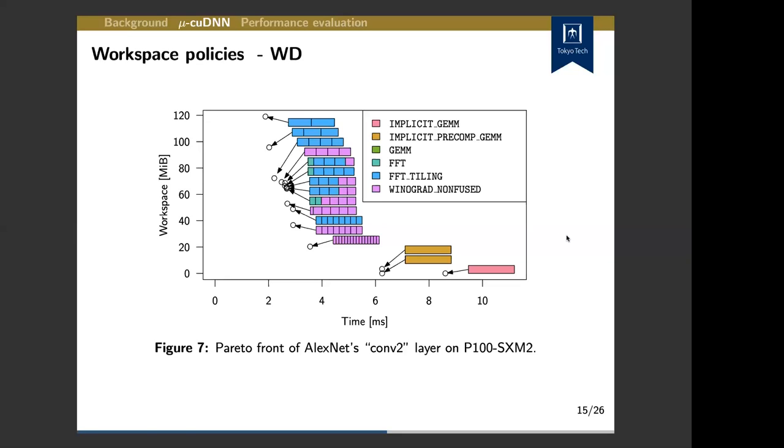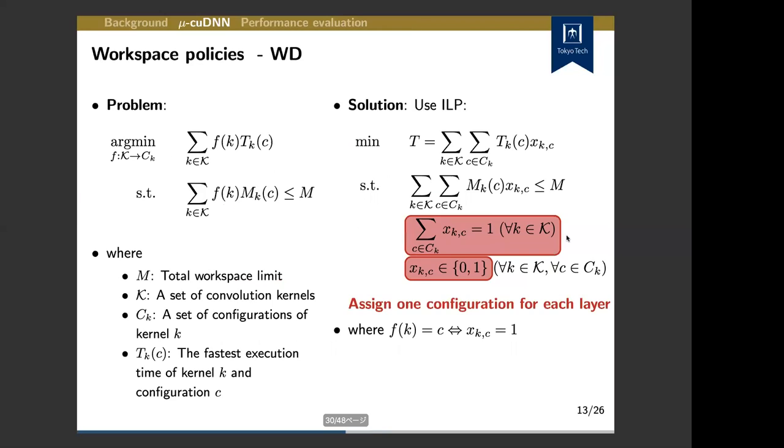So this problem is formulated as an ILP, integer linear programming problem, because the constraint is workspace size, which is an integer, and the objective is to minimize the total computation time. So this algorithm outputs a configuration, a list of microbatches and their convolution algorithms, just like workspace reuse.